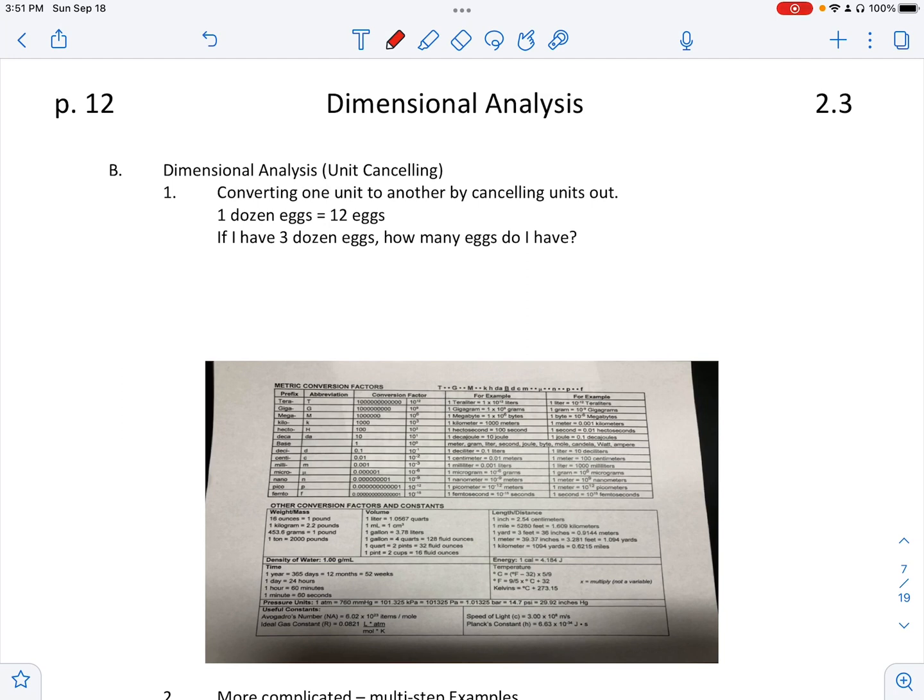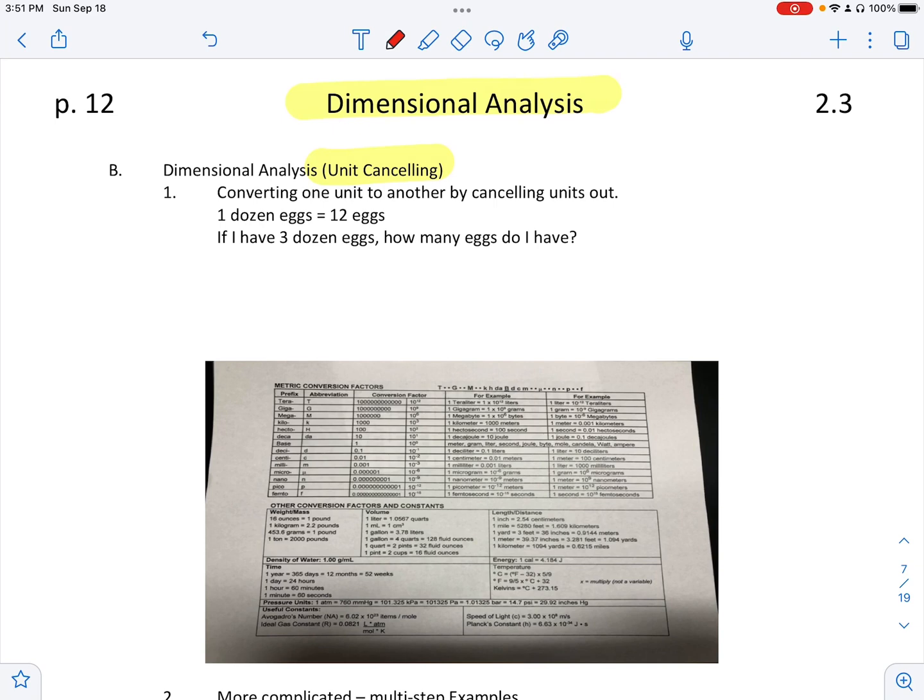All right, so dimensional analysis is our focus right here. Dimensional analysis is also known as unit canceling. Basically, we're going to be canceling things out. So this is using our American system. Converting from one unit to another by canceling units out.